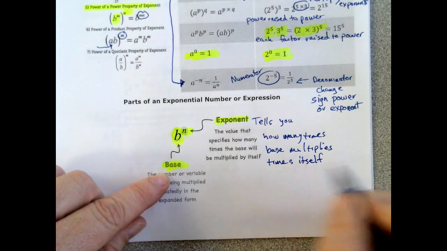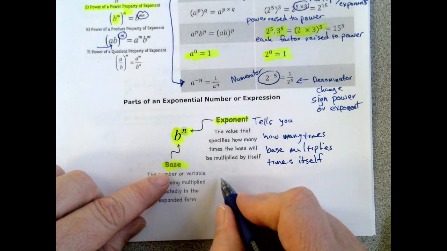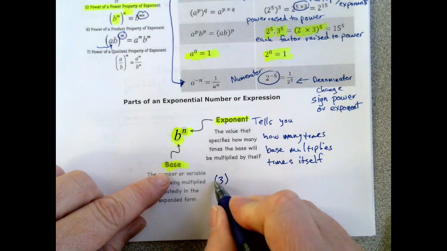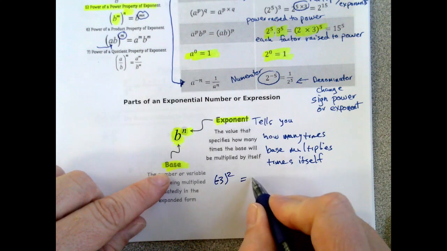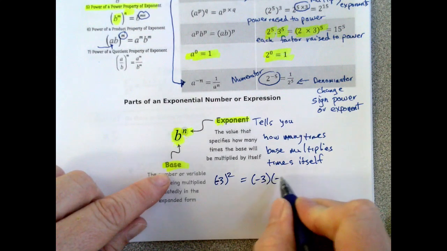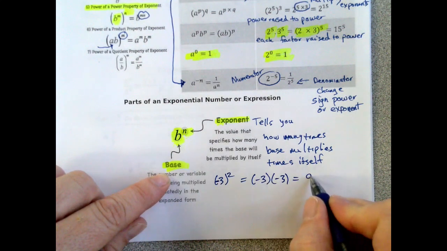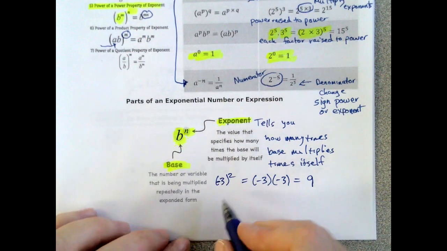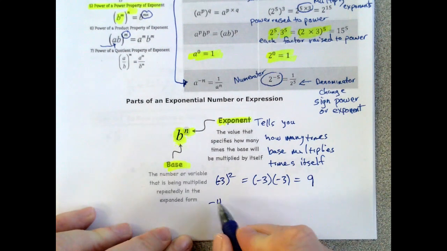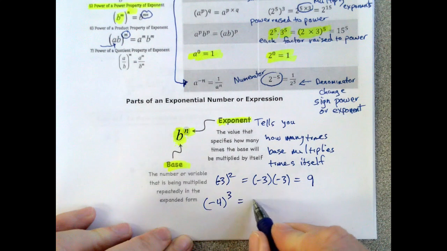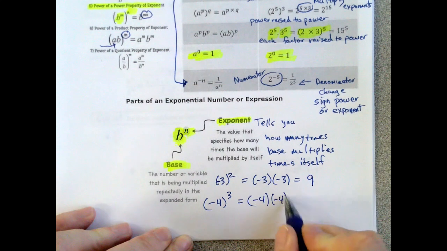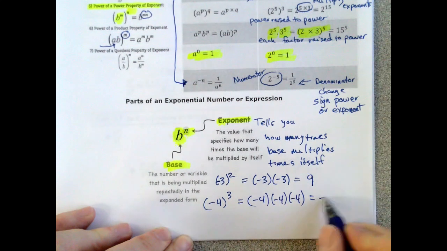This is really easy to see. Let's say I had -3 squared. Okay, well that tells me I'm -3 times -3, which equals +9. Now, I could have a different number. Let's say I had -4 cubed, then I would have -4 times -4 times -4, which is -64.